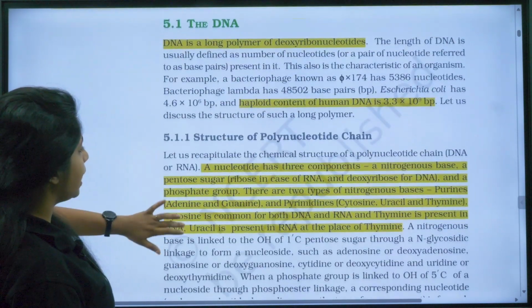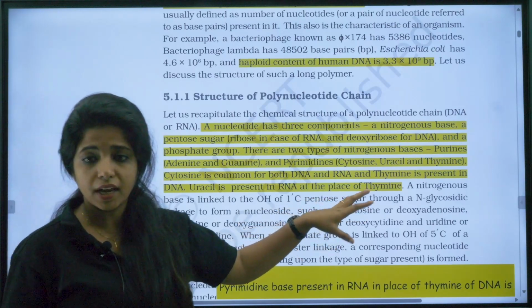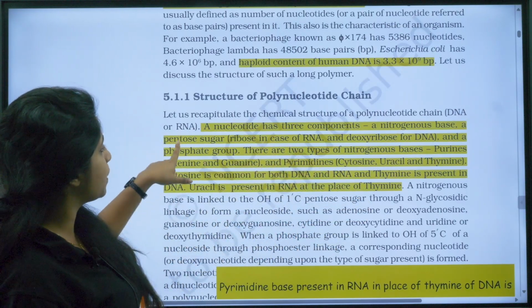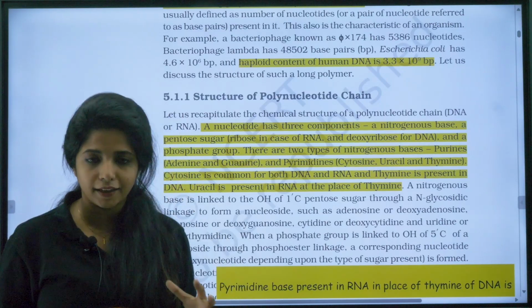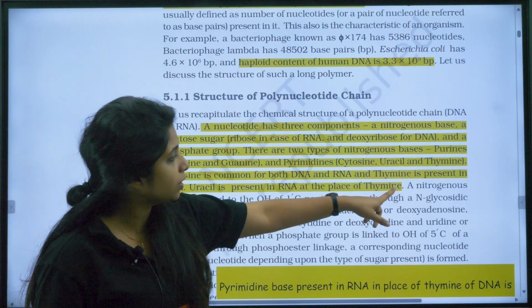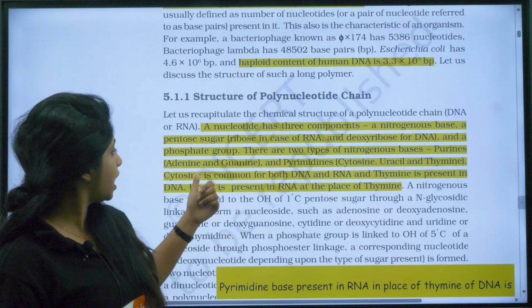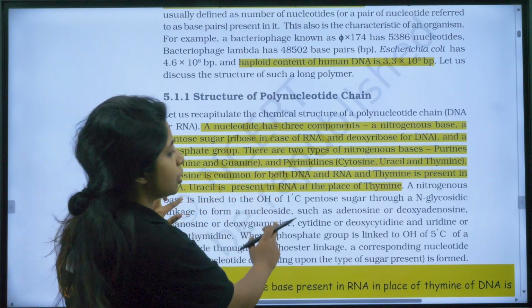Okay, now going ahead, this is very much important, the structure of the polynucleotide chain. They have mentioned that a nitrogenous base is there, a pentose sugar is there, and a phosphate group is there. So three things make up the nucleotide. You should be knowing that. And one more very important thing is given: uracil and thymine. In the case of RNA, uracil is present instead of what, children?